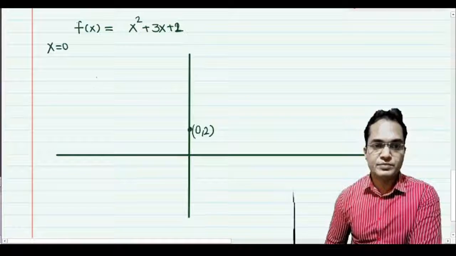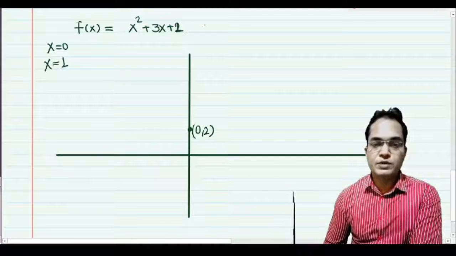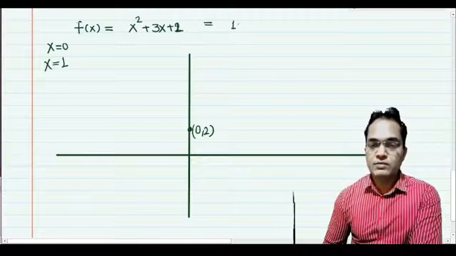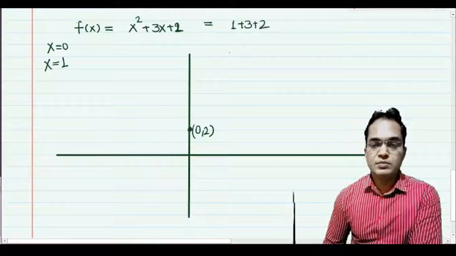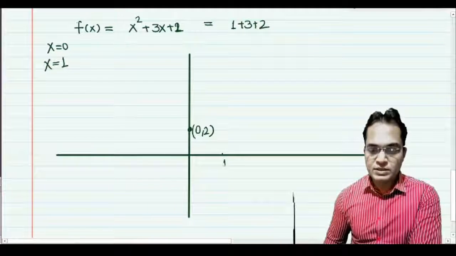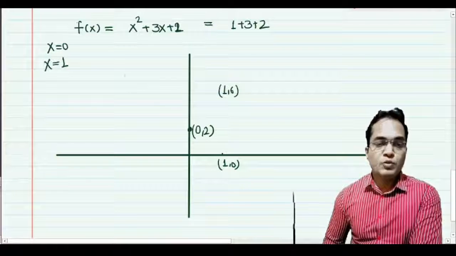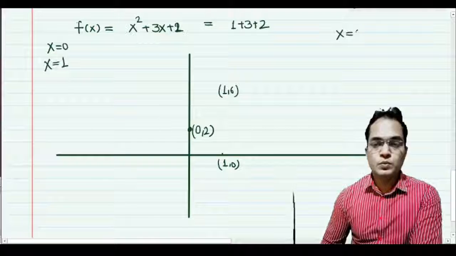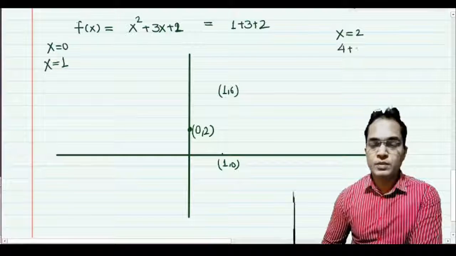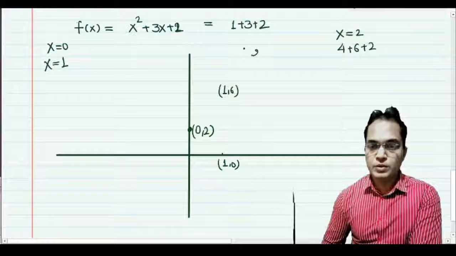Let us take another point and put x equals 1. Then what will be the value of f(x)? If x equals 1, the value comes to 6, which means at 1, y is 6. Let this be the point (1, 6). Now put x equals 2. Then what will be the value? It is 4 plus 6 plus 2, which is 12. Let this be here, so the point is (2, 12).